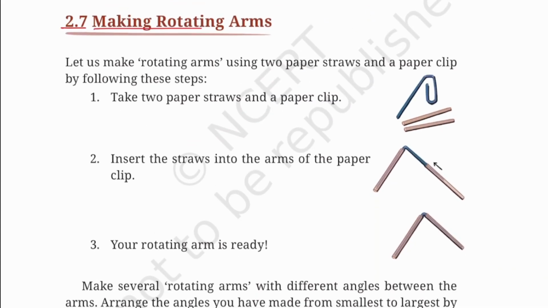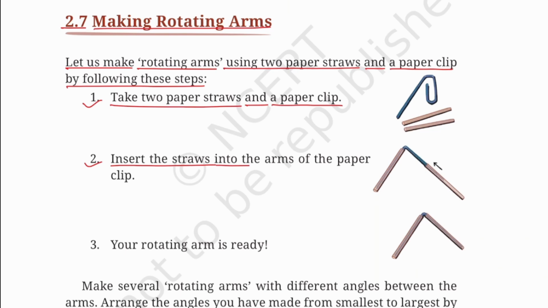2.7 Making rotating arms. Let us make rotating arms using two paper straws and a paper clip by following these steps. 1. Take two paper straws and a paper clip. 2. Insert the straw into the arms of the paper clip. 3. Your rotating arm is ready.